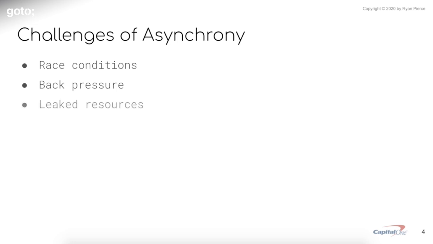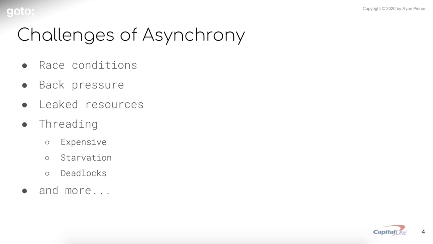Dealing with asynchrony, we encounter many issues. One of them is race conditions, probably one of the most common issues. Back pressure, if we're dealing with a streaming application. Leaked resources. And if we're using threads, we may find that they're very expensive. They can starve each other. Deadlocks can occur between them, and several other challenges that come with asynchrony.